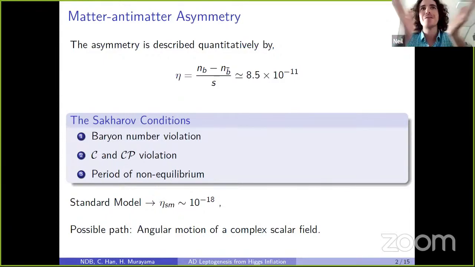So as we all know, when we look at the universe, we see that there is a matter-antimatter asymmetry, which we parameterize by this equation here. We know that the standard model, although it can satisfy all the requirements to generate an asymmetry, is unable to generate a large enough asymmetry, being many orders of magnitude less than what we observe.